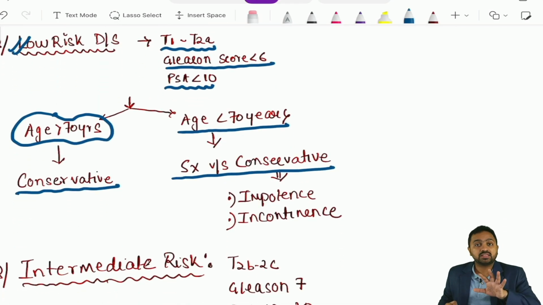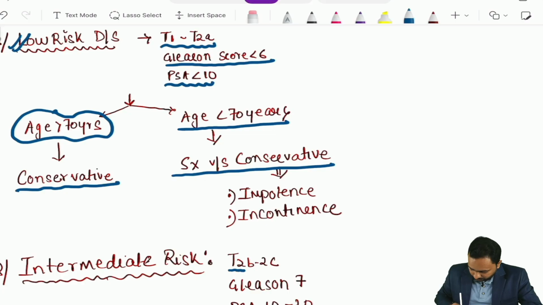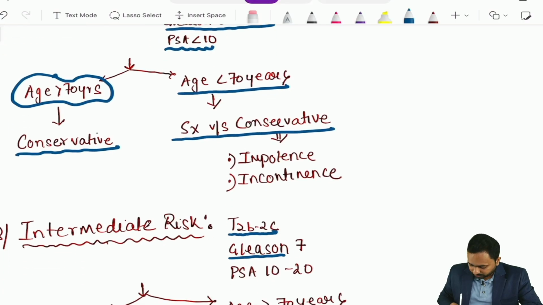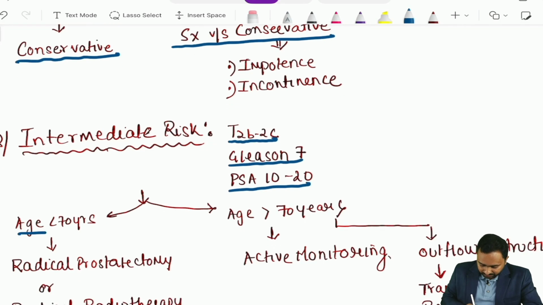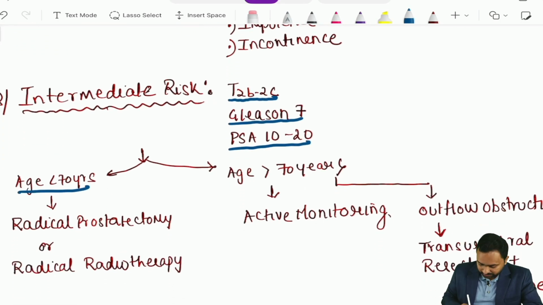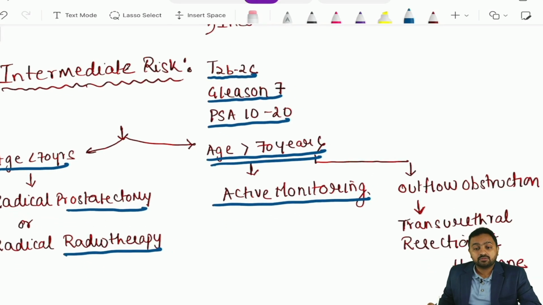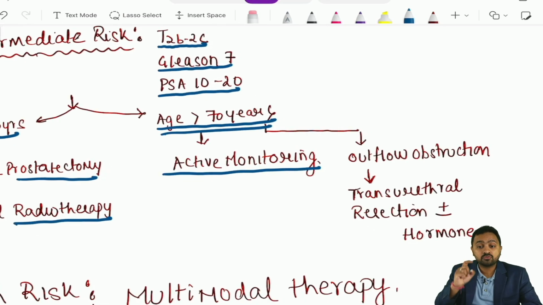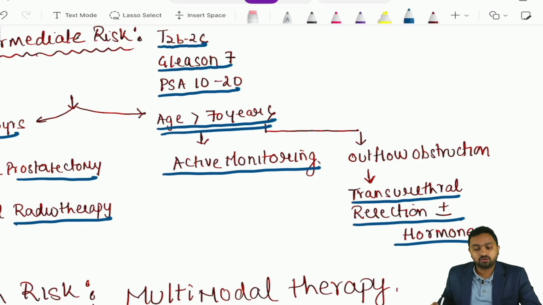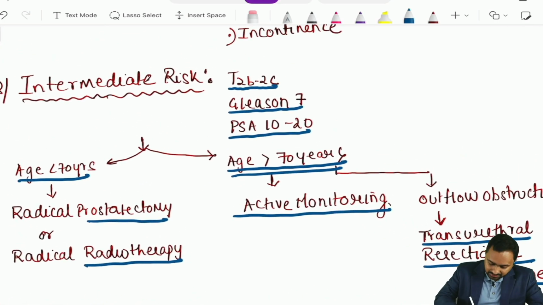Then we have intermediate risk disease, which includes T2B to 2C, a Gleason score of 7 and a PSA of 10 to 20. Again, if age is less than 70 years, we go for radical prostatectomy or radiotherapy. If age is more than 70 years, we go for active monitoring, whereas if the patient has an outflow obstruction, then we would go for transurethral resection plus or minus hormone therapy. So, this is the management of intermediate risk prostate carcinoma.